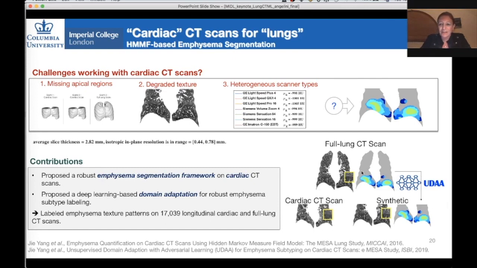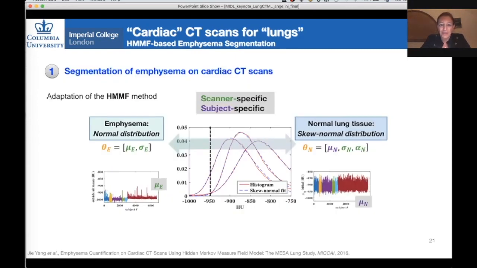The key idea for this deep learning was that we have full-lung CT scans with ground truth labeling of emphysema subtypes, and we generated synthetic cardiac scans to be able to have supervised learning of the labeling, and added domain adaptation so that what we were doing on those synthetic scans could be applied to the real cardiac CT scans. At the end, we ended up with over 17,000 longitudinal cardiac and full-lung CT scans labeled with emphysema subtypes, so scaling up a lot what we were able to provide for the final GWAS analysis.